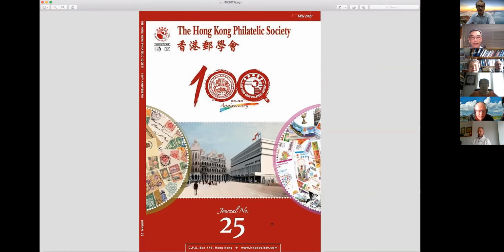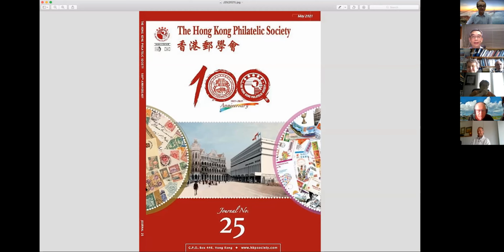According to our graphic designer, these are the wheels of time, showing the changes of the stamps and also the postage over the past 100 years. So I hope you would like the journal, and hope it can be out by the end of this month. Next week, I think. The locals will get it next week if they come to my office.